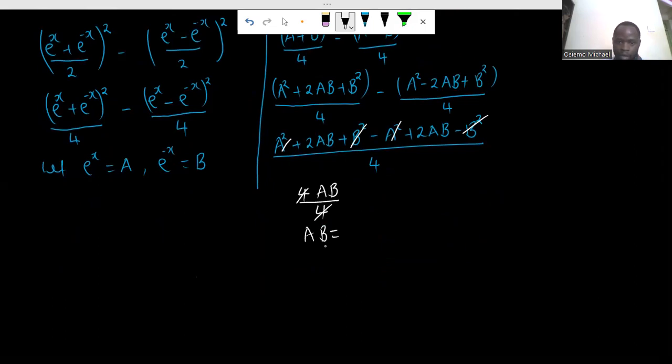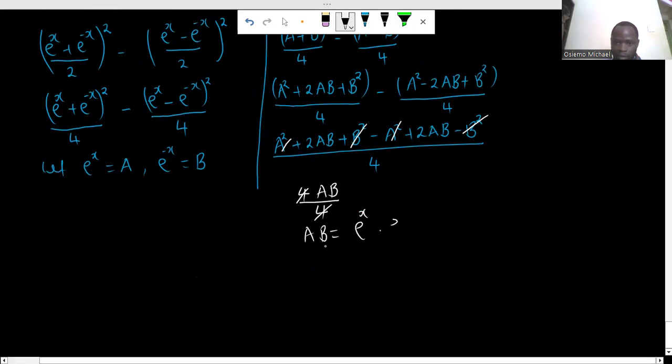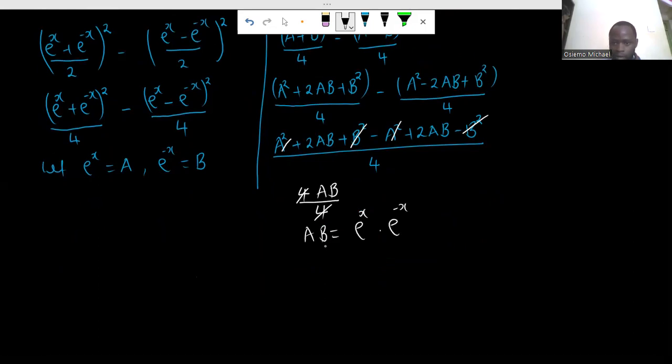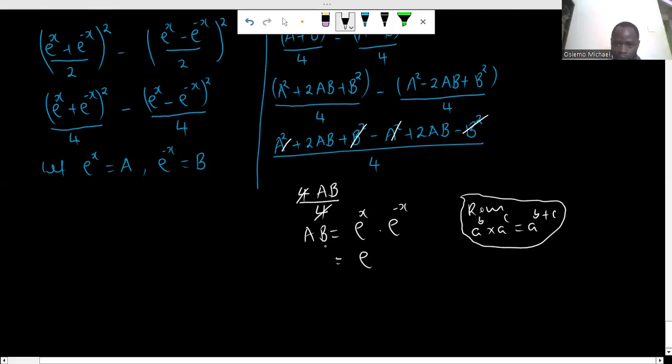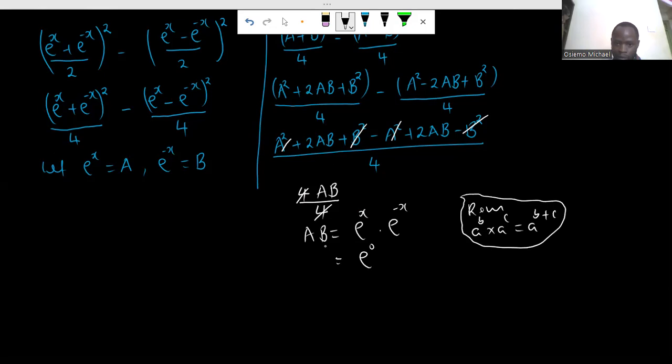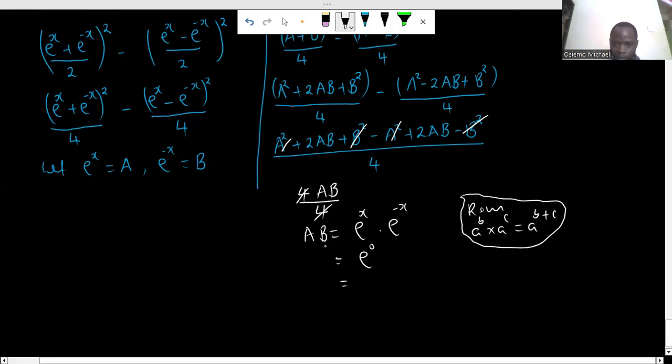Now ab is equal to what? a is exponential x multiplied by b, which is exponential negative x. From indices, remember a raised to power b times a raised to power c is equal to a raised to power b plus c. So we add the powers, and this will be equal to exponential x plus negative x, which is 0. And any number raised to power 0 is equal to 1. The proof ends there.